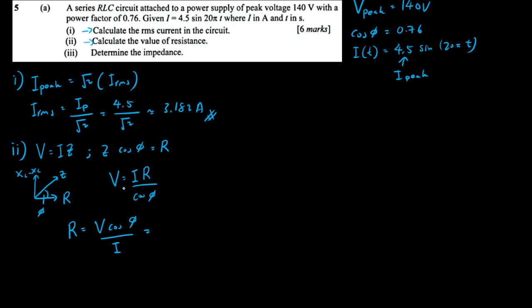This particular V is just the peak voltage, so 140 times the 0.476 power factor, and then the I, which is again, if I use peak at the top, I'll have to use peak at the bottom, so I have 4.5 at the bottom. So I'm left with R equals 23.64 ohm, and that's my final answer for resistance.